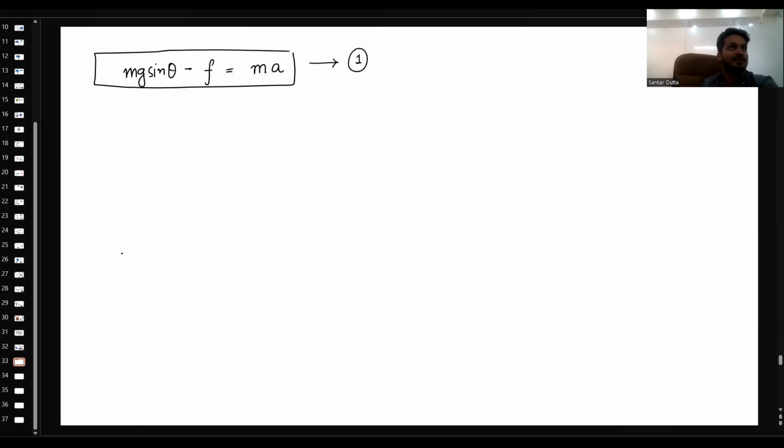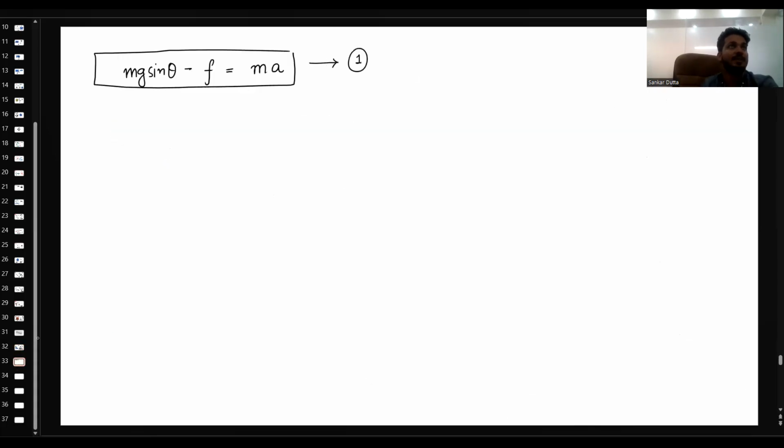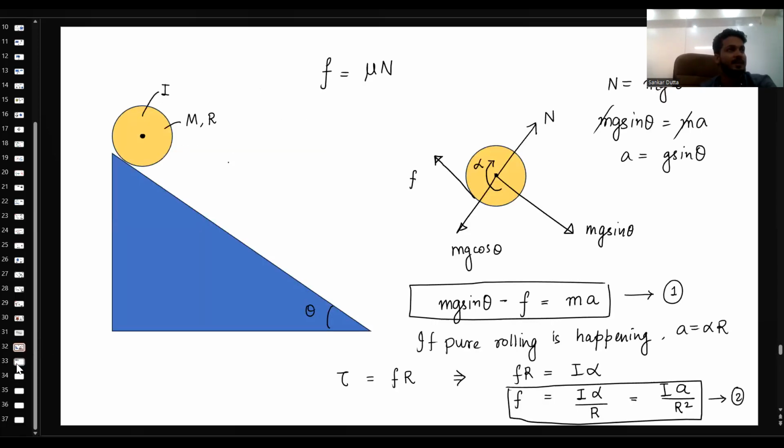mg sin theta minus F is equal to mass times acceleration, and friction is equal to I a by R squared. So these are the two equations that we are trying to solve. Let me just quickly cross check: I a by R squared. Yes, it is correct.